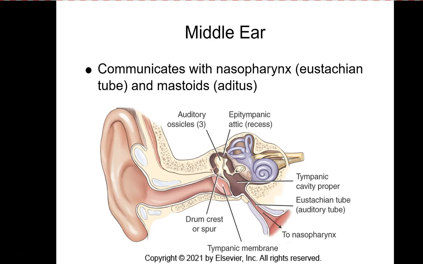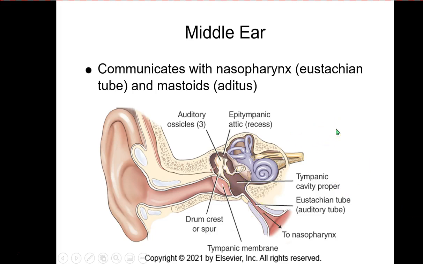The tympanic membrane is considered part of the middle ear, even though it serves as a divider between the external ear and the middle ear. So eardrum is considered part of middle ear. The tympanic cavity is further divided into two parts. The larger cavity that's opposite of the eardrum is called the tympanic cavity proper. And you can see that here on our diagram.